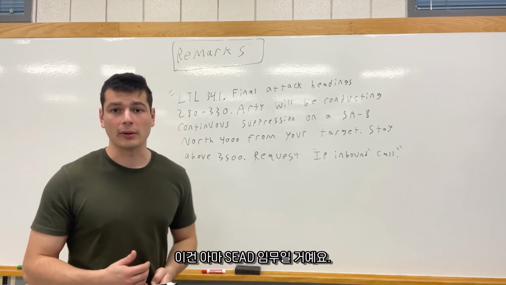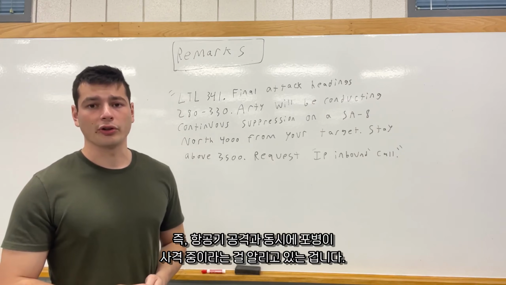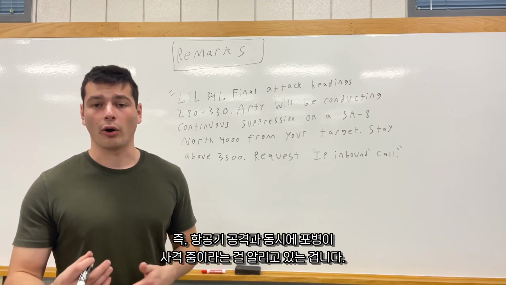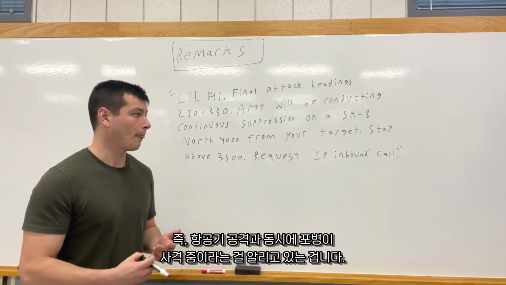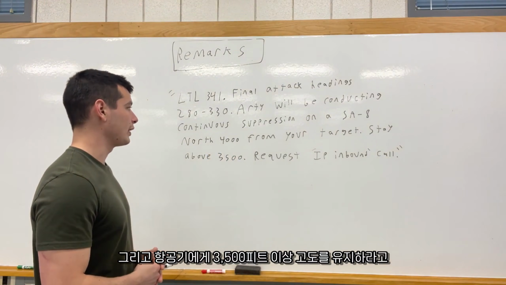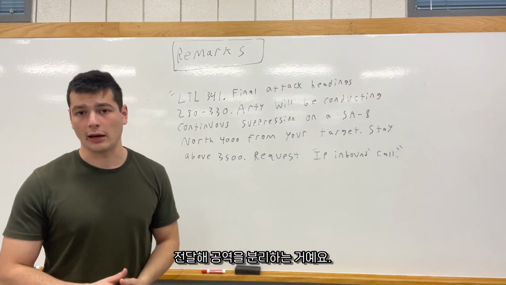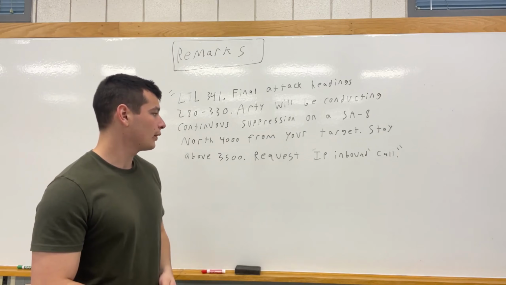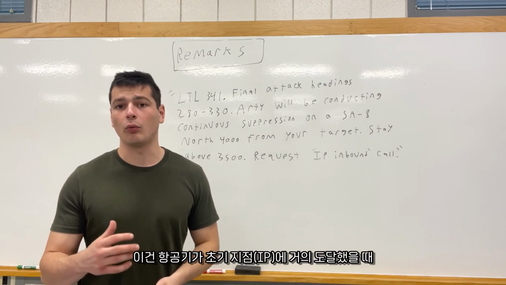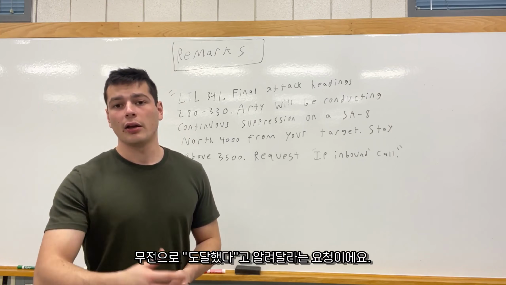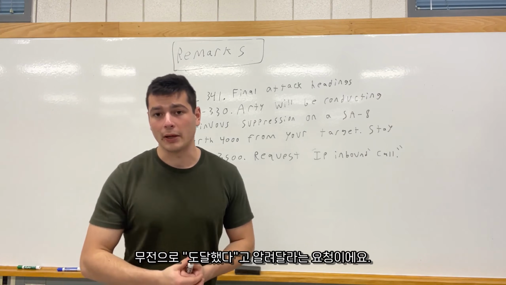In this case, it's probably a SEAD mission. So we're telling the aircraft that there is artillery that is firing concurrent with what the aircraft is doing. And we're telling the aircraft to stay above 3,500 feet in order to deconflict that airspace. And then lastly, request IP inbound call. All that means is that we're requesting that when the aircraft is about to reach their IP, again, initial point, they give us a call and say, hey, we're at the IP.